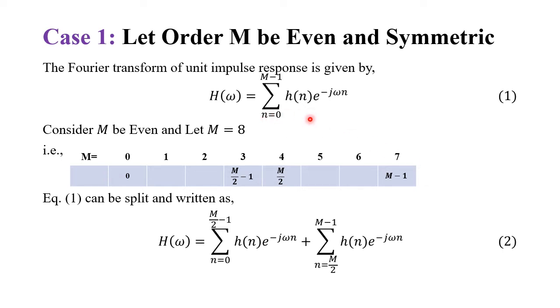Now this expression can be split into two parts. The first part represents from the start till the midpoint, and the second part represents from the midpoint till the end. Splitting this expression, we get H of omega is equal to summation n is equal to 0 to M by 2 minus 1 of h of n e to the power of minus j omega n, plus summation n is equal to M by 2 up to M minus 1 of h of n e to the power of minus j omega n.